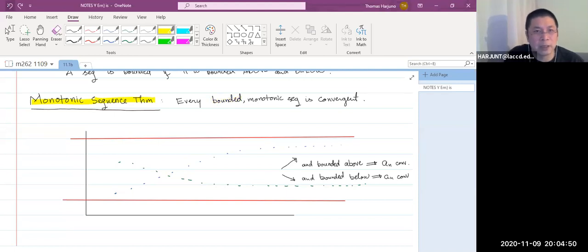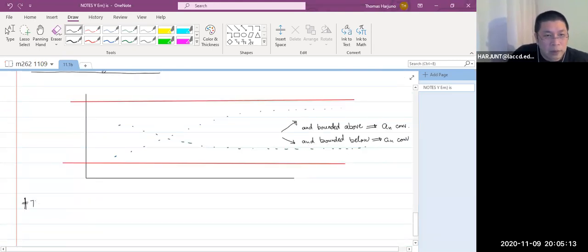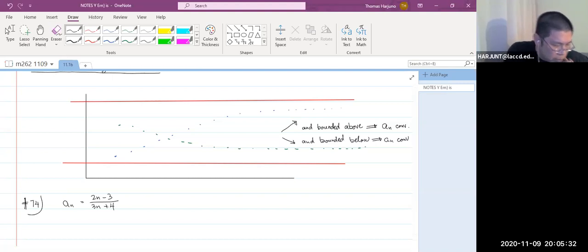Okay, let's apply this theorem. Let me see which one I can use. Number 72 or 74? Let me do number 74. a sub n equals (2n minus 3) over (3n plus 4). Determine whether the sequence is increasing, decreasing, or not monotonic. Is the sequence bounded?